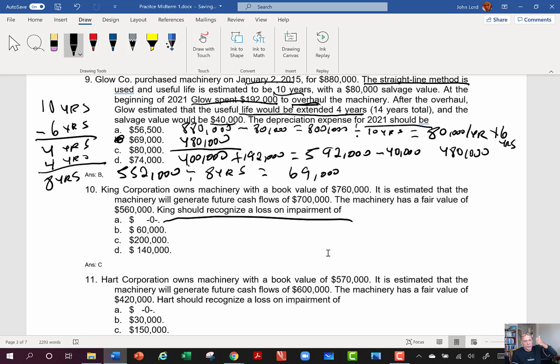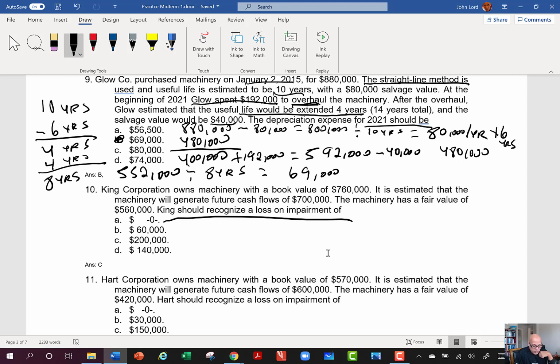If the present value, well, I'll get it right, guys. If the cash flows exceed the book value, no impairment, I stop right there. If the cash flows are less than the book value, I have impairment, and then I'm going to have to calculate what the loss on impairment is as the difference between the fair value and the book value. So it's a two-step process, okay?